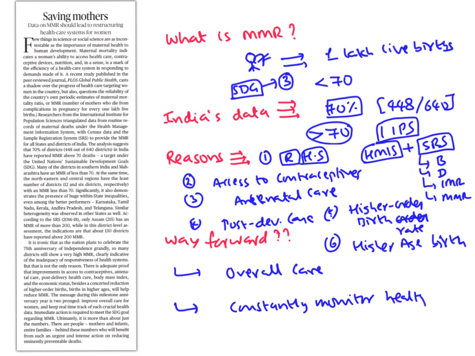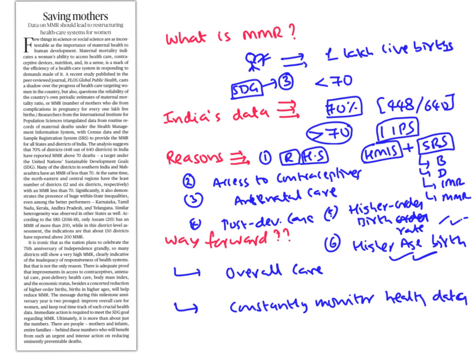What is the health data? Higher age births, higher order birth rate, all these things. We need to look at all these parameters and maintain all the crucial health data. By looking at the data, we will figure out where we are going wrong, and based on our analysis, we can solve the problem.